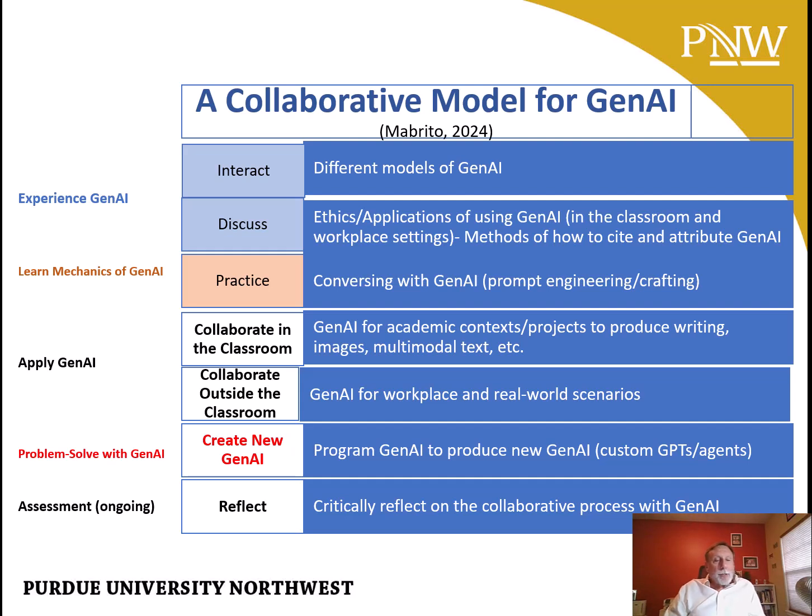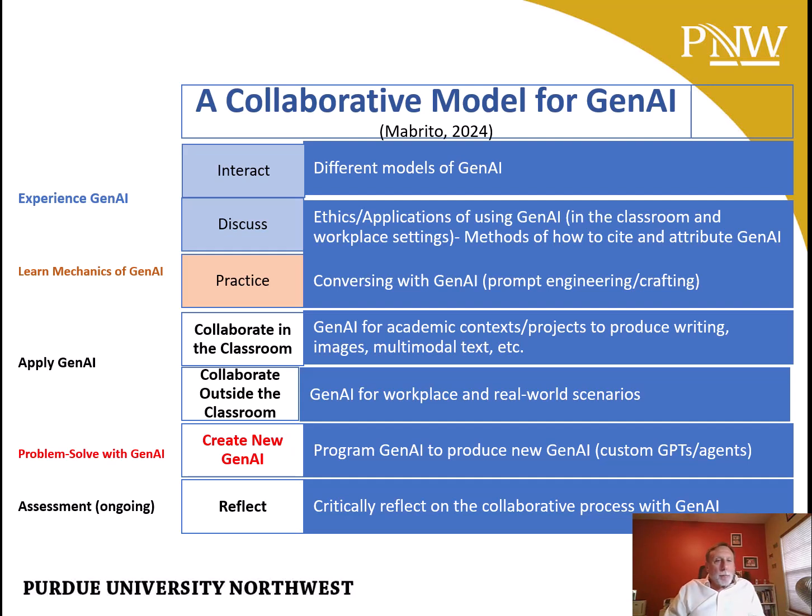Then we move on to the mechanics of using generative AI, what I call practice. And this involves what we call prompt engineering or crafting. In other words, here we teach students how do you interact with generative AI to produce something. What are some efficient ways of doing that? And so here we spend time looking at different prompts. What are the different prompts? How can you use them? What kind of content might they produce?